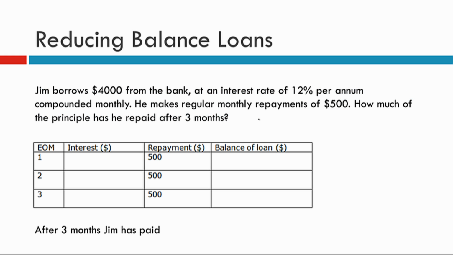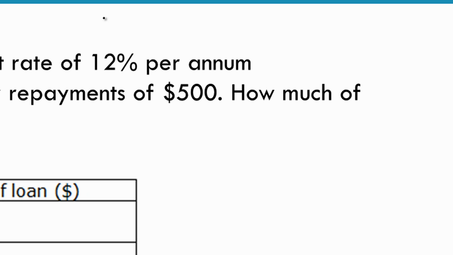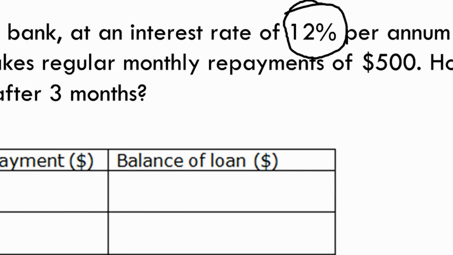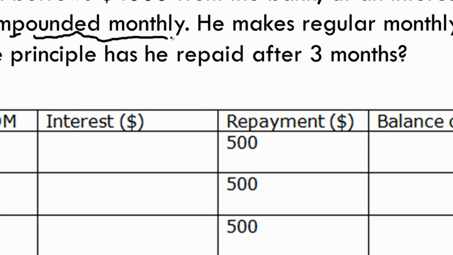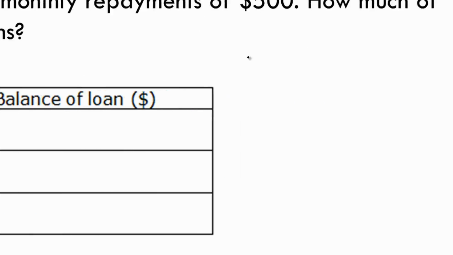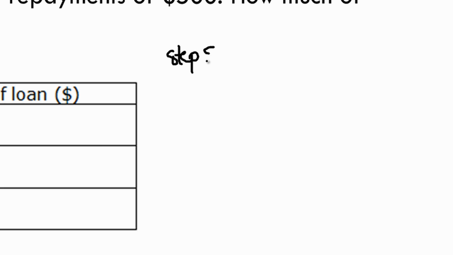Now this one here says Jim borrows $4,000 from the bank at an interest rate of 12% per annum, compounded monthly. He makes regular monthly repayments of $500. How much of the principal has he repaid after 3 months? So we have to do each month separately because remember at the start of each month the principal has changed. It's different because we're making payments of this $500. So there's a few steps involved.